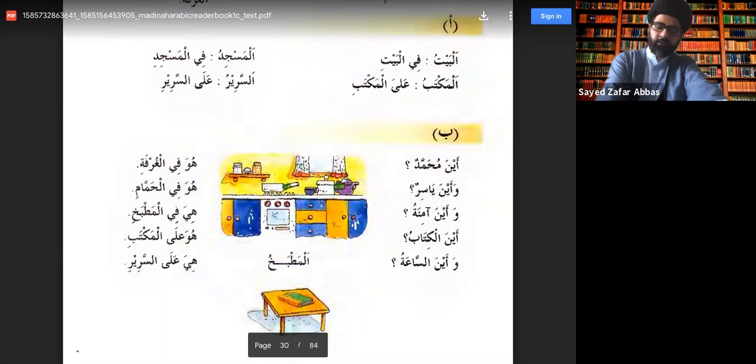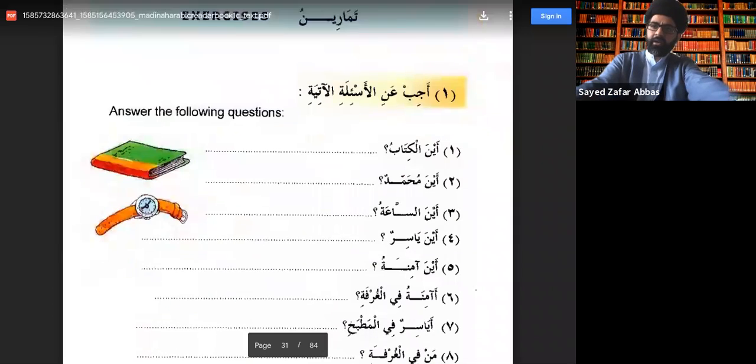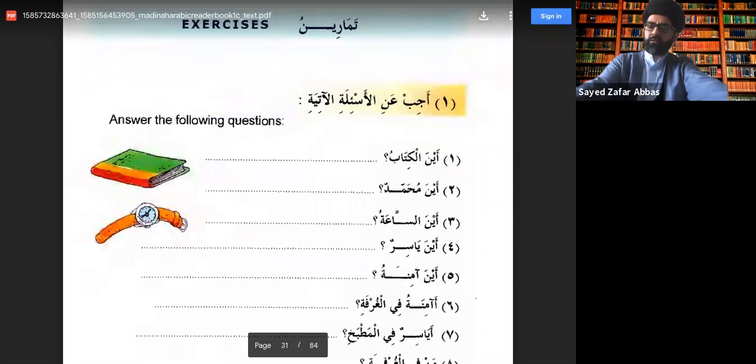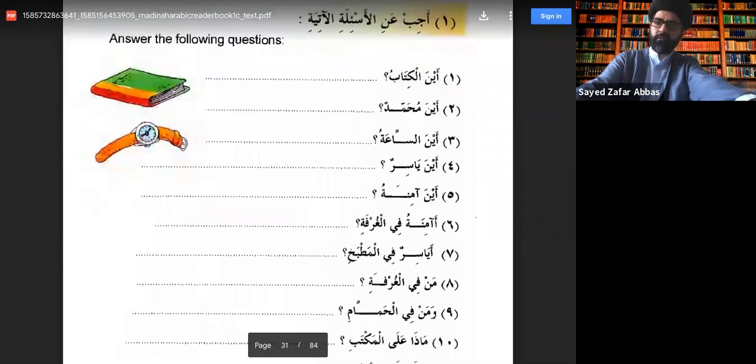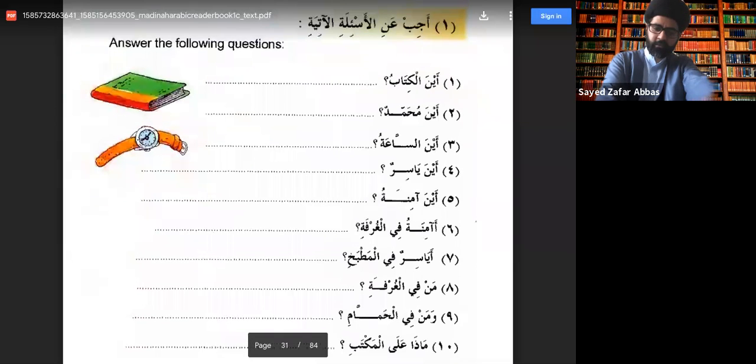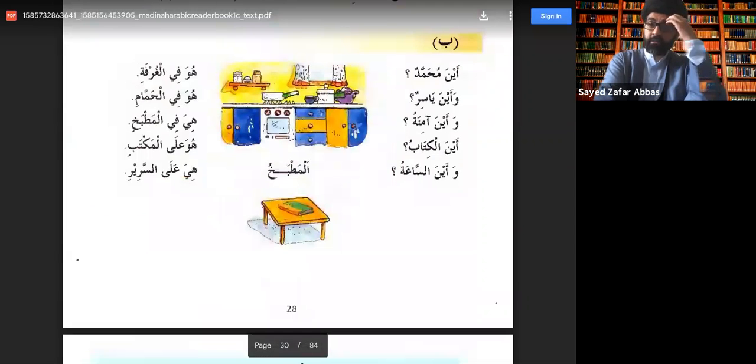Now, let's go in light of this knowledge that we have. We'll go to the next page and we'll answer the following questions. No problem if you don't want to speak, it's fine. You can type it onto the messages and I will see it from there. So our first question is أين الكتاب? Where is the book? Okay, so we go back to our previous thing and we will know أين الكتاب. Does anyone want to answer?